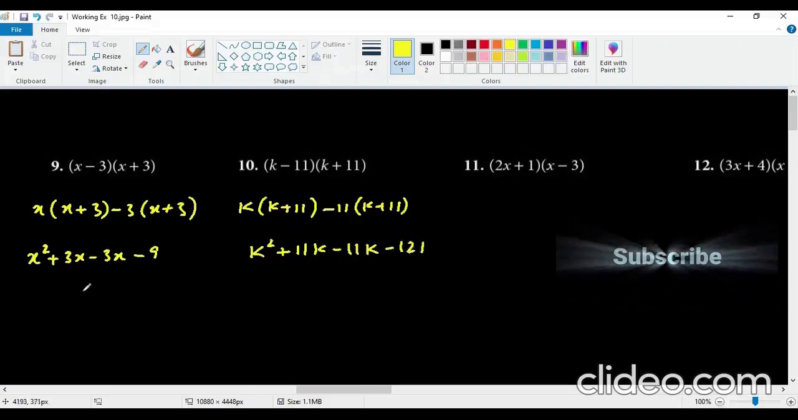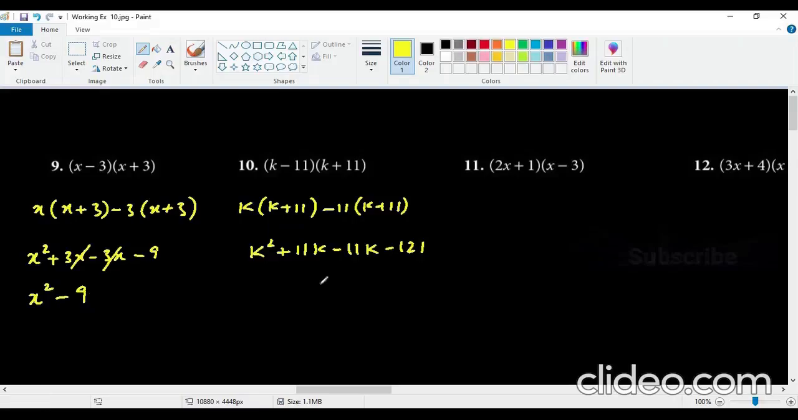So x square plus 3x and minus 3x cancel, and x square minus 9 is going to be the answer. In here, k is going to cancel and minus 121. There is a formula based on this that I will be explaining later. Now, this is a bit different.